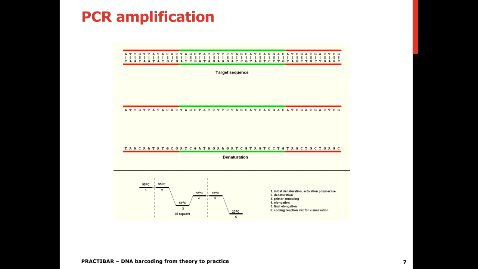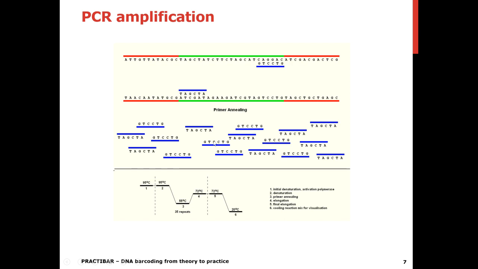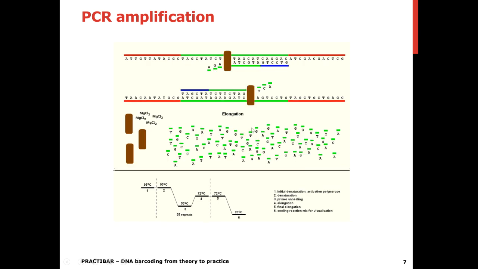So a little bit about PCR amplification. So here you have your target sequence, and by denaturing it at 95 degrees, you get two strands of your DNA. So by lowering the temperature to, for instance, here 55 degrees, your primers anneal to both strands of the DNA. Then you have elongation with your magnesium chloride, your polymerase, and your dNTPs. So you elongate from the primer.